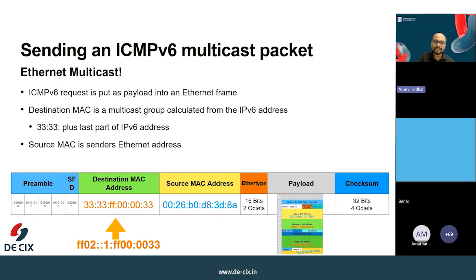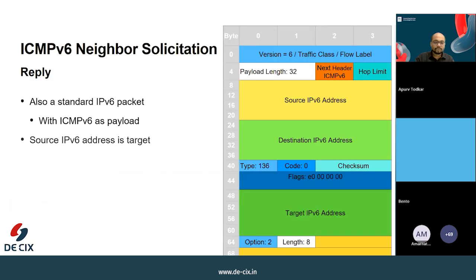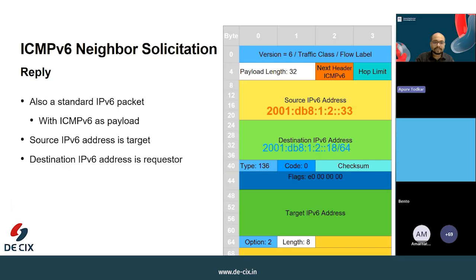It's a normal IPv6 packet. So there is no special Ethernet protocol needed here. Like in IPv4, there was a special protocol, ARP, which was present in the frame. That is not needed here, because the IPv6 packet itself can handle this request for neighbor discovery. So now let's see how the reply packet will look.